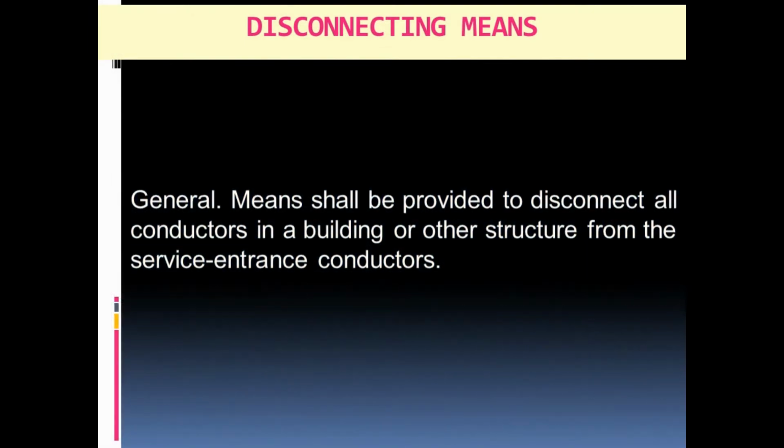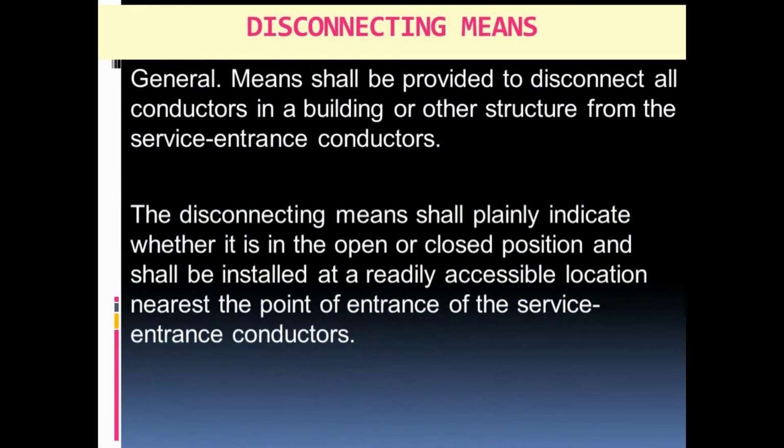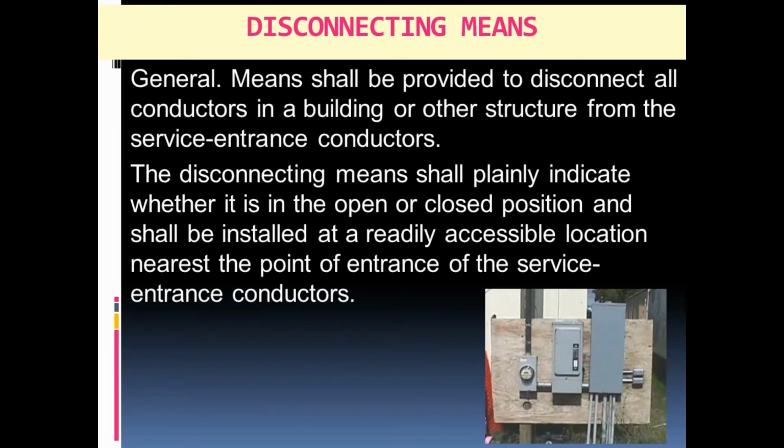Disconnecting means. A general means shall be provided to disconnect all conductors in a building or other structure from the service entrance conductors. The disconnecting means shall plainly indicate whether it is in the open or closed position and shall be installed at a readily accessible location nearest the point of entrance of the service entrance conductors.